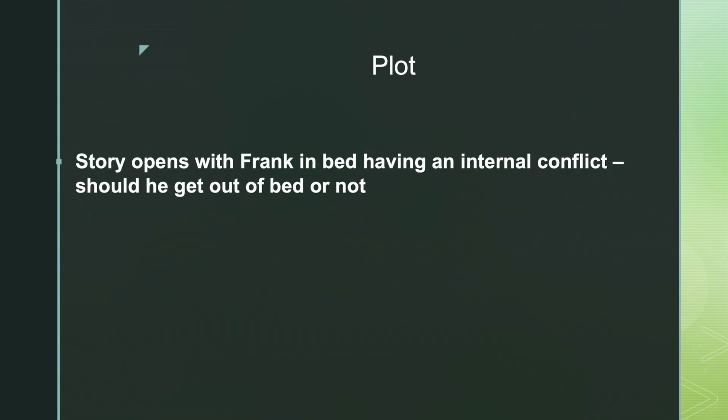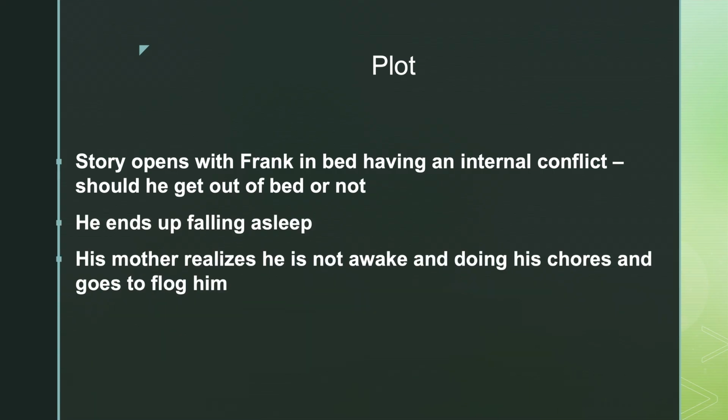The first thing that happens is the story is opening with Frank in bed, and he's having an internal conflict. Remember, we spoke about conflict, that it's a problem that the character faces or a decision that has to be made. And in this internal conflict, he's trying to decide whether or not he should get out of bed. Let us see how his actions impact the rest of the story. He ends up falling asleep. His mother realizes he's not awake and doing his chores and prepares to flog him.